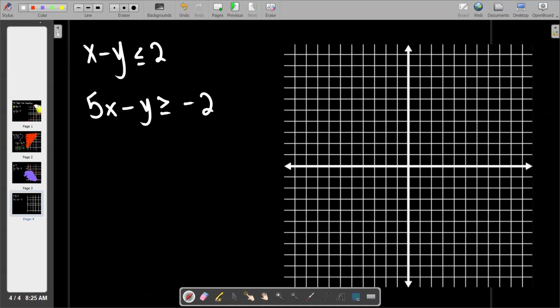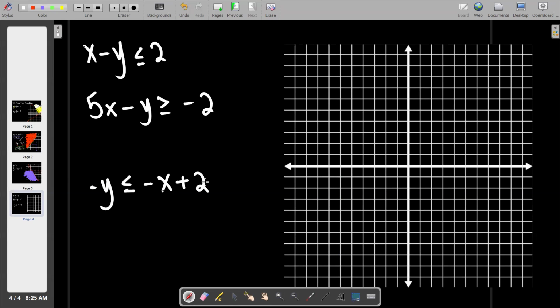Let's do the top one first. As always, annoying, annoying, annoying. If y is not by itself, I gotta get that done. So how do I get y by itself? Move the x over, which leaves us with -y is less than or equal to -x, still +2, like that.